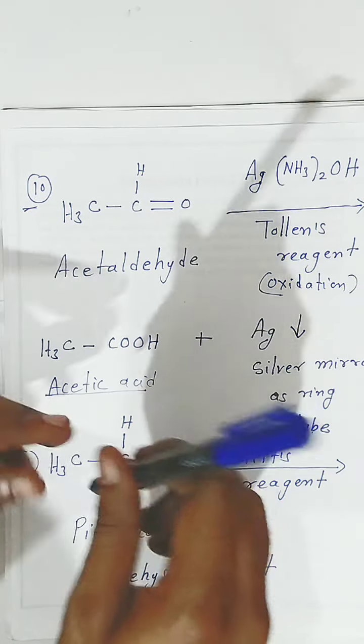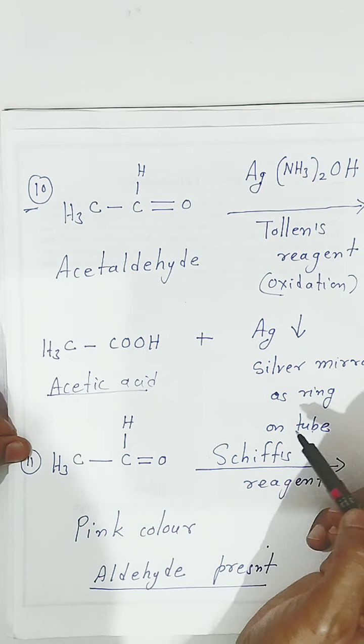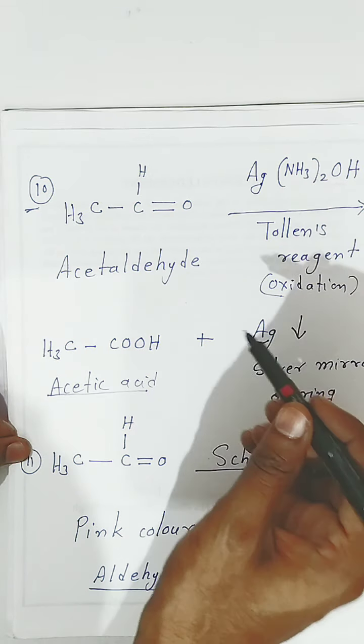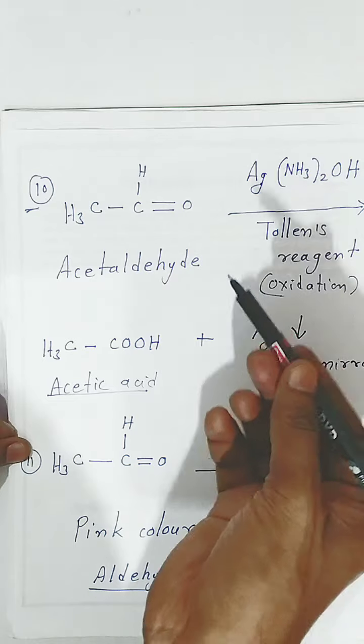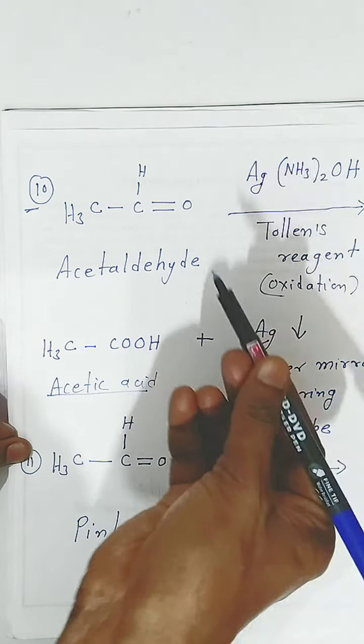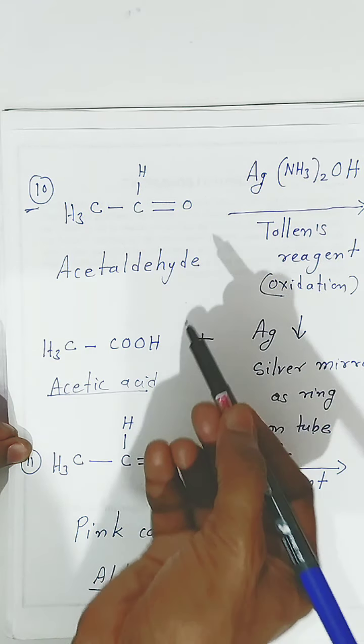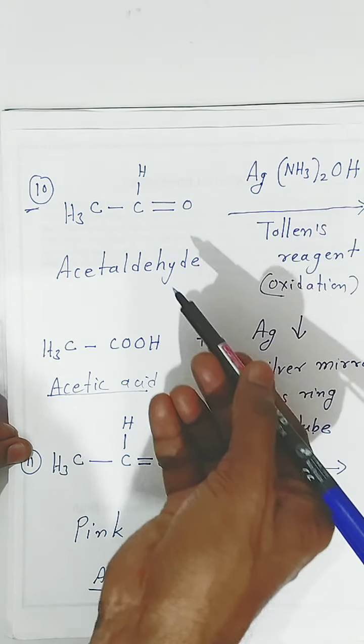Now a silver mirror or a ring you will find on the test tube. That means this shows that the given compound is aldehyde. Now here we have taken a simple aldehyde, that is acetaldehyde, that means aldehyde is present. Very important reaction, students, Tollens reagent. With the help of the Tollens reagent we can detect whether the compound is aldehyde or not.